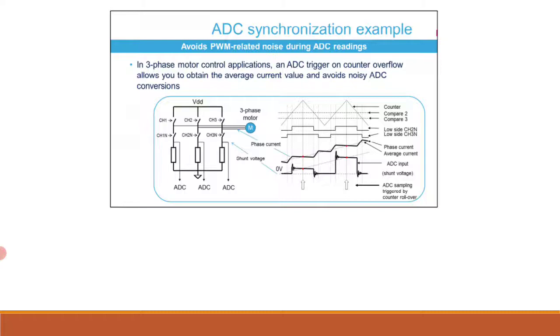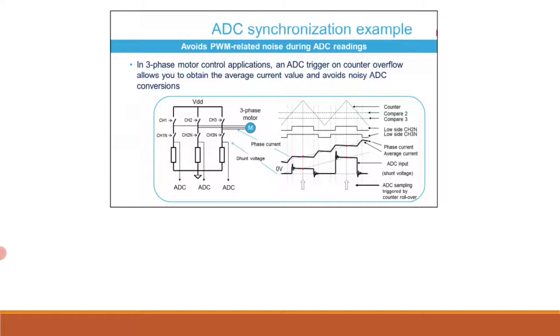Shown here on the left is a 3-phase motor inverter. The 6 switches are controlled by 3 complementary PWM pairs with dead time inserted, while the current in the motor windings is measured using shunt resistors placed in the 3 half bridges bottom side. The right side shows the timer's counter, compare 1 and compare 2 values, and corresponding PWM outputs for low side switches controlled by channel 1N, CH1N and CH2N.